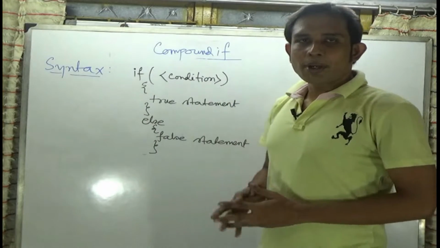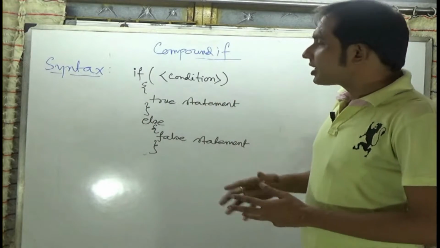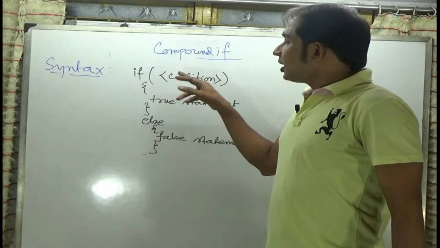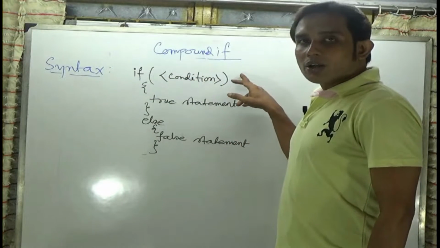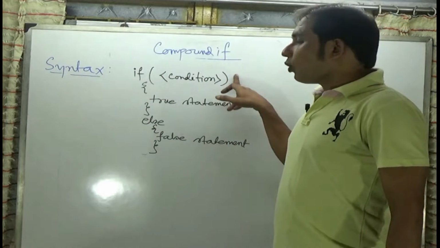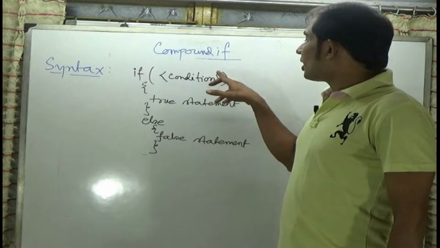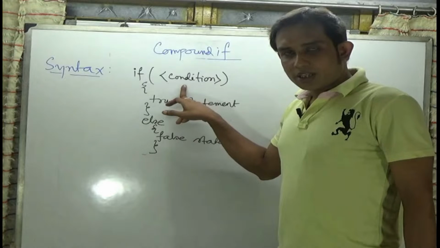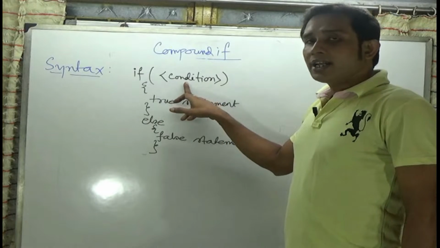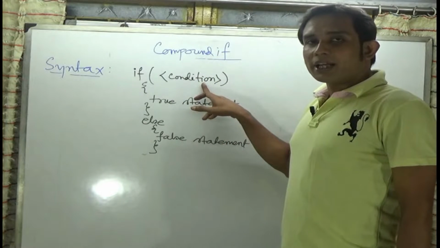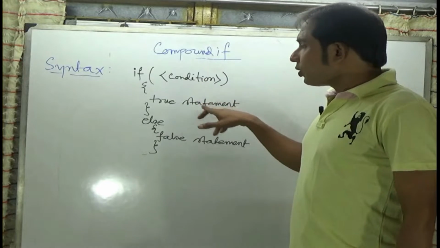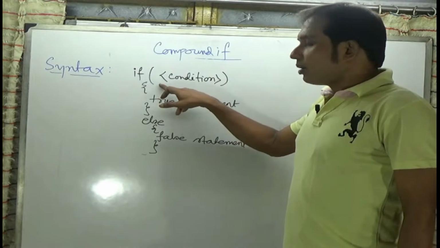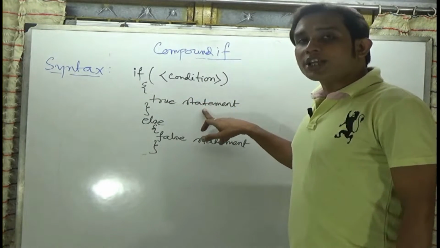Now in case of compound if, the syntax is like this. First I have to write the if, and then we are just going to give the opening brackets, and within this opening and closing brackets we are just going to mention the condition, and if this condition becomes true, then the statement which is written in this if block is going to execute.